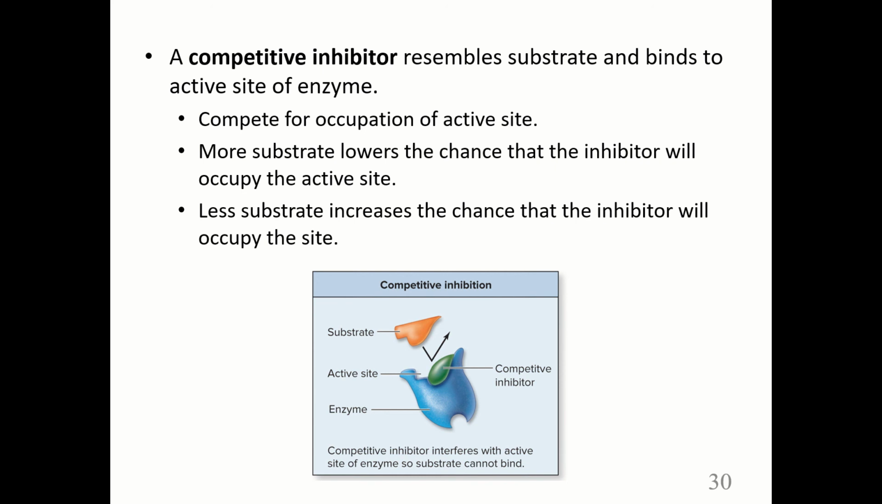In this illustration, the substrate and the competitive inhibitor resemble each other, this teardrop-shaped portion. And therefore, the competitive inhibitor can interact with the amino acids in the active site of this enzyme. So the competitive inhibitor interferes with the active site of the enzyme, so the substrate cannot bind.